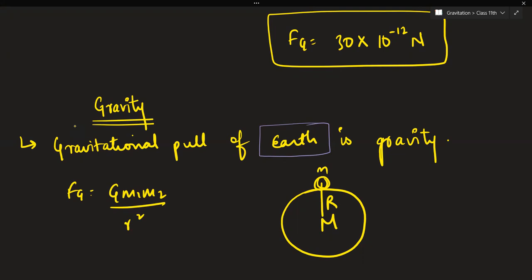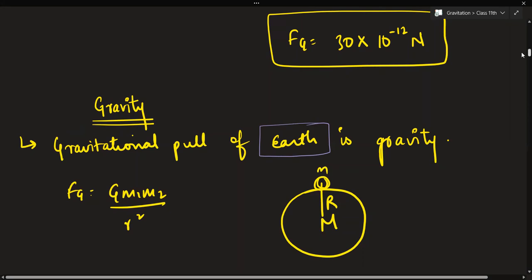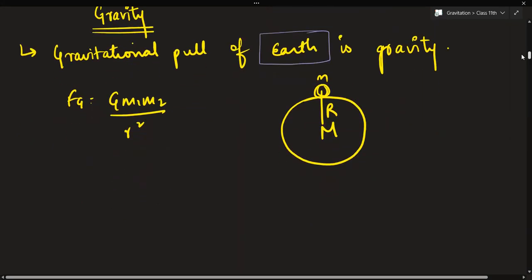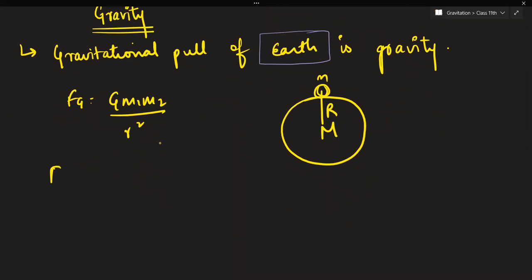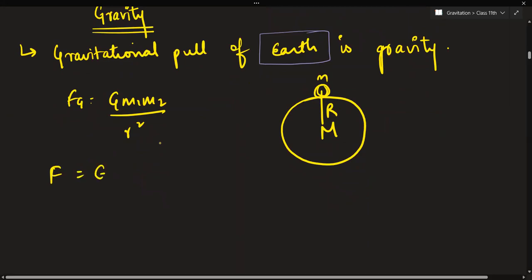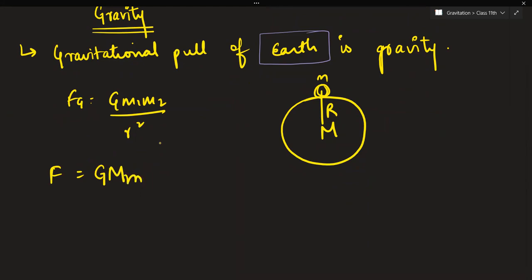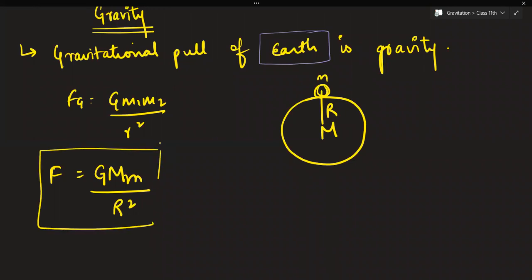one body will be small m, which we are not aware of. That can be any body present. One mass we are aware of, that is Earth. So we have the gravitational constant, the mass of Earth, the mass of the body which we don't know, divided by the radius of Earth square. Why? Because the separation will be the radius of Earth, squared. This is the formula for gravity, the gravity of Earth.